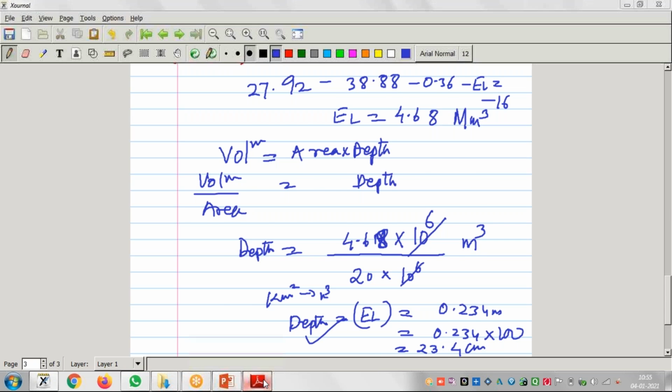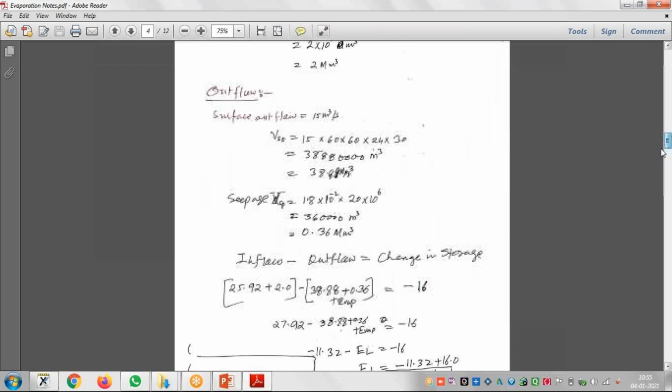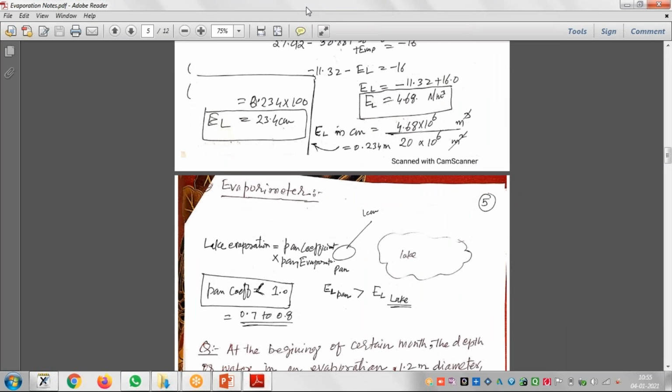I hope this question will be clear to you. This solution is the same. Here it is given, and we got this solution, right? This is our solution. I hope this question will be clear.